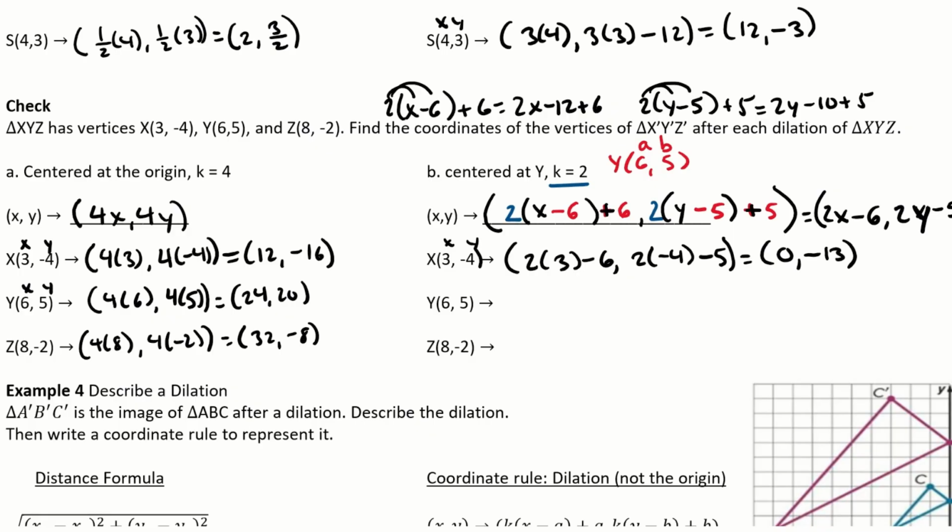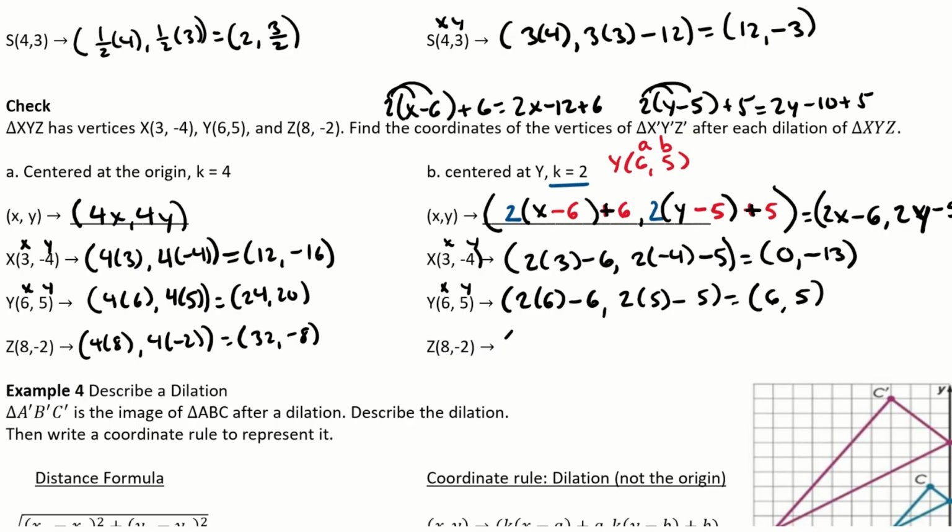Then the next one. Again, this is x, this is y. So we got 2 times x, which is 6, minus 6. And then we have 2 times y, 5, minus 5. And so that gives us 12 minus 6 is 6, and then 10 minus 5 is 5. Again, it's the same coordinate. No surprise there because we're centering it at y.